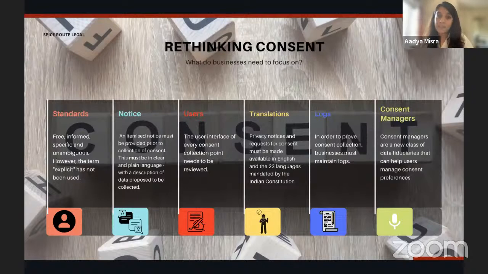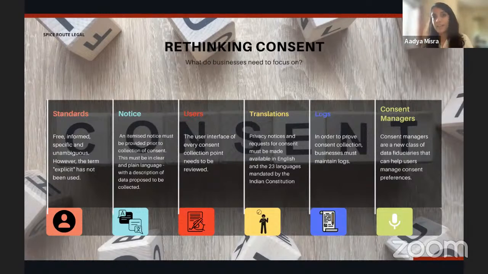What this means is that organizations are going to have to rethink how they collect data in the first place, whether it's through an app or on your website. Every part of your app journey or your user journey and the corresponding collection process needs to be rethought.